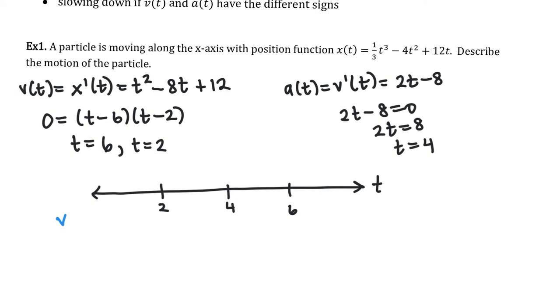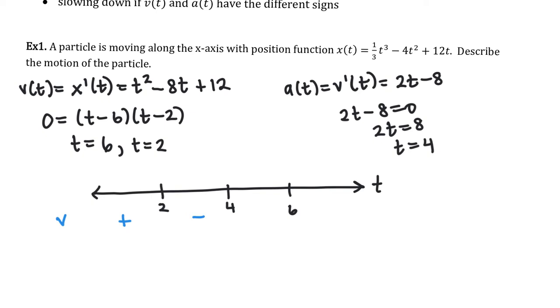Okay, so if I'm looking at the velocity, if I'm between negative infinity and 2, let's say I'm at 0, because that's always easy. 0 minus 0 plus 12 is 12. So the velocity is positive below time 2. Okay, between 2 and 4, let's consider 3. I'm going to plug it in factored form because 3 minus 2 is positive 1. 3 minus 6 is negative 3. Negative times positive is negative.